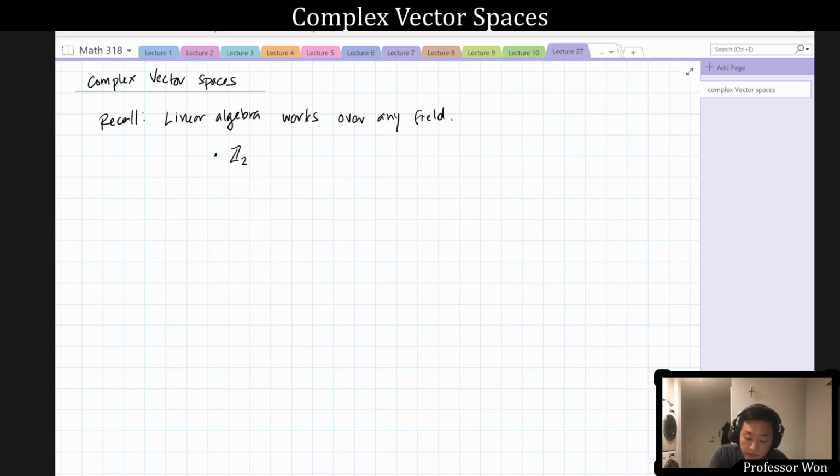So maybe I should say, first we start with R. This is what we start with generally. And then maybe the next most important field to do linear algebra over is the complex numbers. And it is true that you can do linear algebra over any field, because I've been saying that several times now. But one thing that you need to think hard about is notions of distance and of angles, because that's not linear algebra. That's really geometry, right?